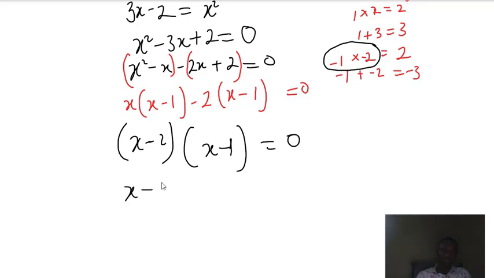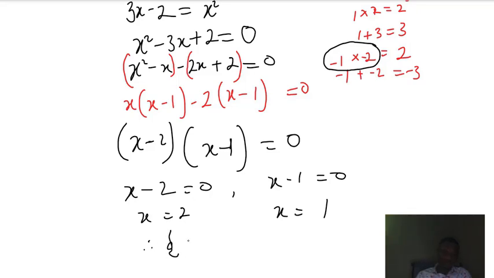So we have x minus 2 equals 0, then we get x equal to 2, and also x minus 1 equals 0, then we have x equal to 1. So therefore the value of x is: x is equal to 1 and 2.